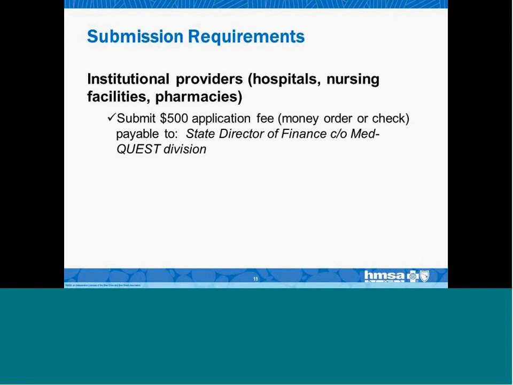Institutional providers such as hospitals, nursing facilities, and pharmacies must also submit a $500 application fee, but they are not required to undergo the fingerprinting and background checks.